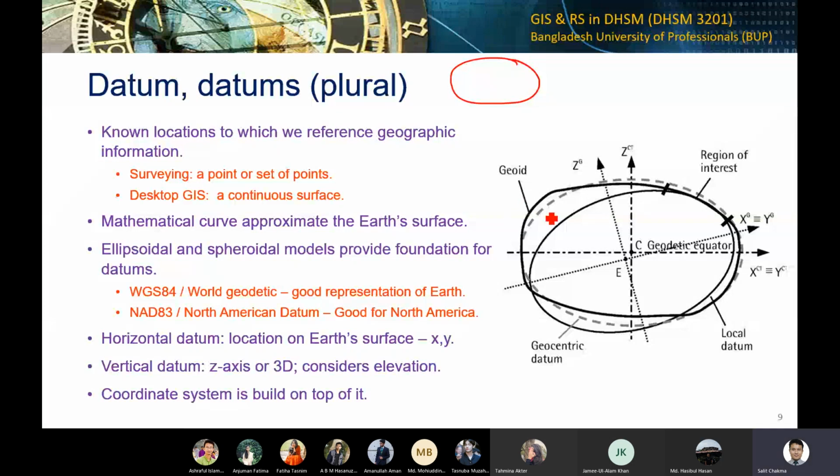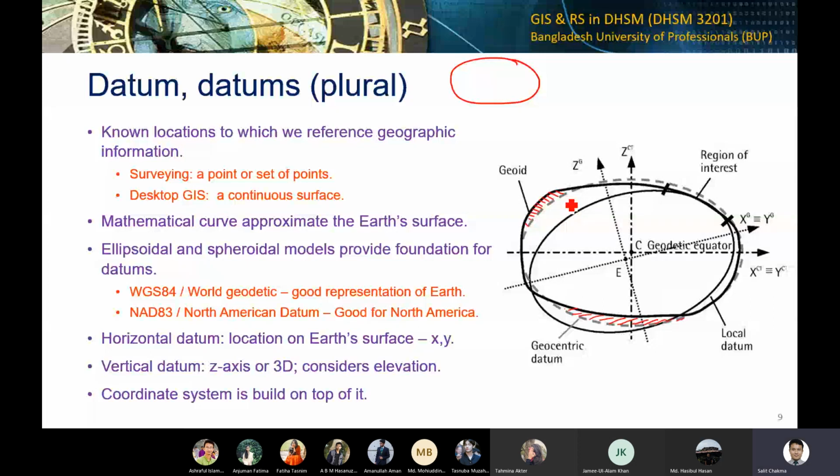However, it fails to match the surface of the geoid at different points. For example, we have a large gap at this point. We also have a large gap at this point, and so on and so on. There are so many mismatches.